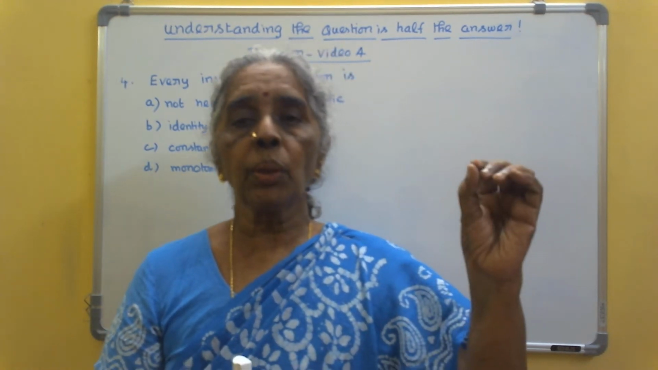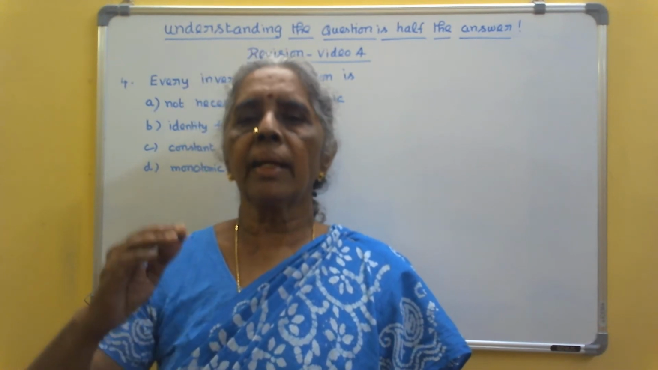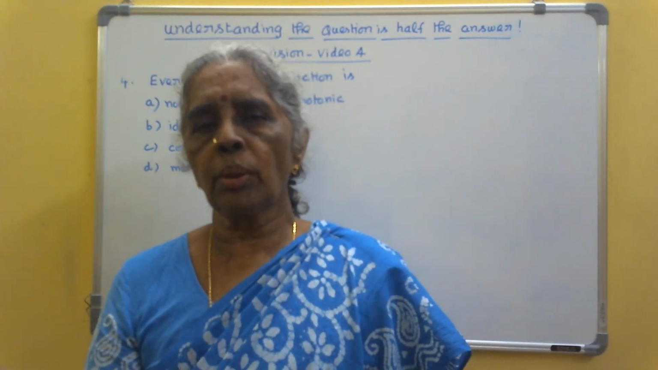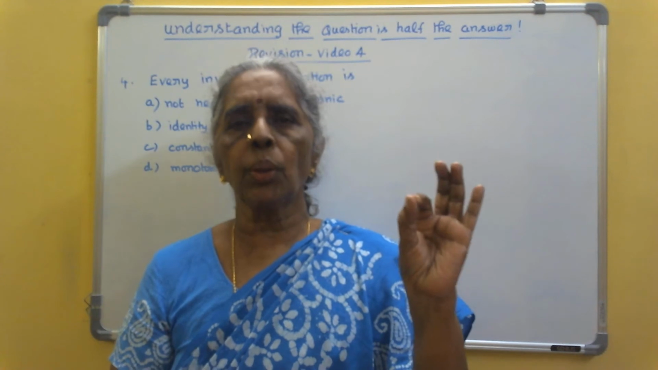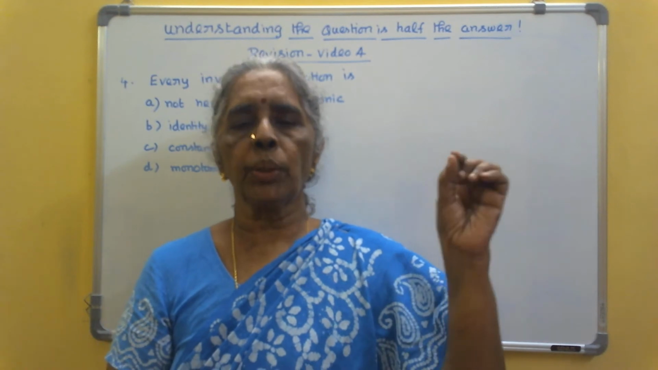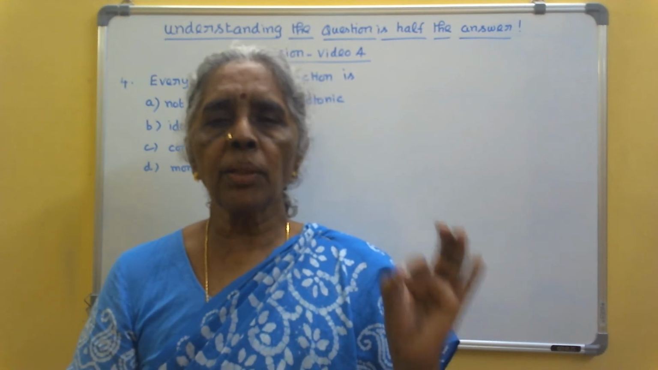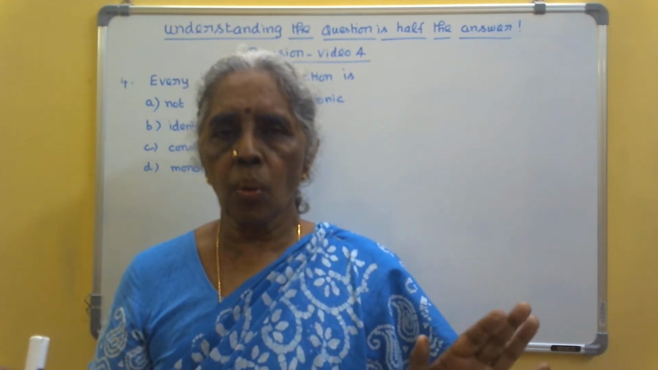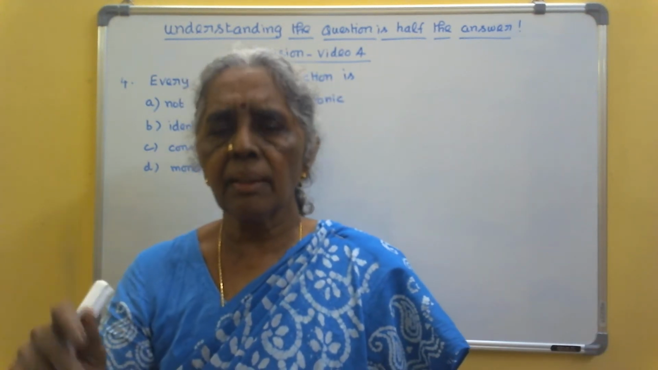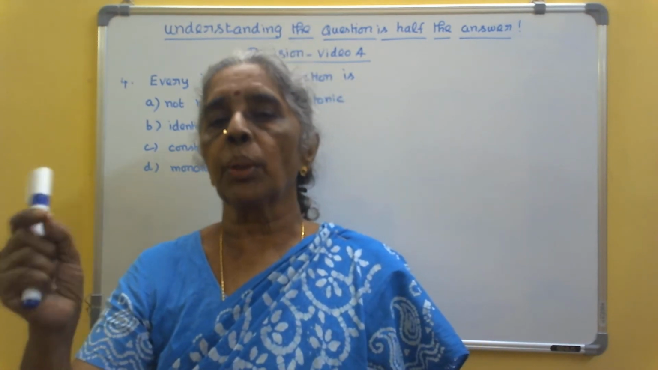What is a monotonic function? Any function, if it is increasing or decreasing in a given interval or throughout the domain, is called a monotonic function. If it is increasing throughout the interval, we call it monotonically increasing. If it is decreasing throughout the interval, we call it monotonically decreasing. So it cannot be half the interval increasing and half the interval decreasing. Either it should be throughout increasing or throughout decreasing. Such a function is called a monotonic function.